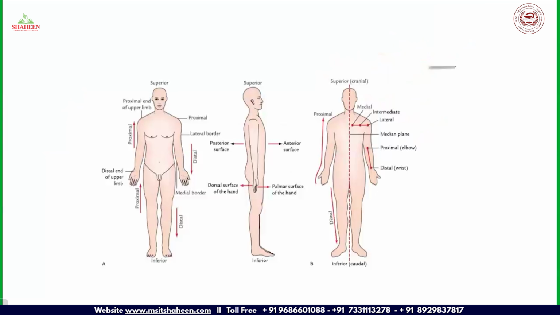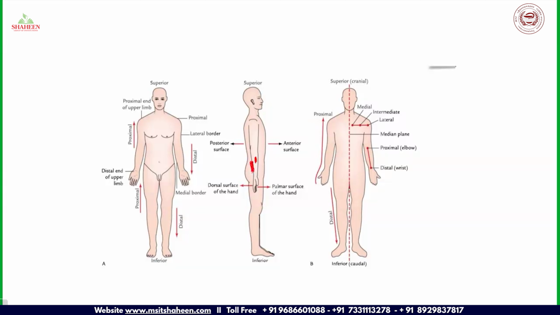First, keep your forearm in an anatomical position by keeping your palm facing upside. Then the anterior surface is the flexor surface, and the posterior surface is the extensor surface. That means this is the flexor surface, and the posterior surface is the extensor surface in the case of the upper limb. Clear? Yes, ma'am.